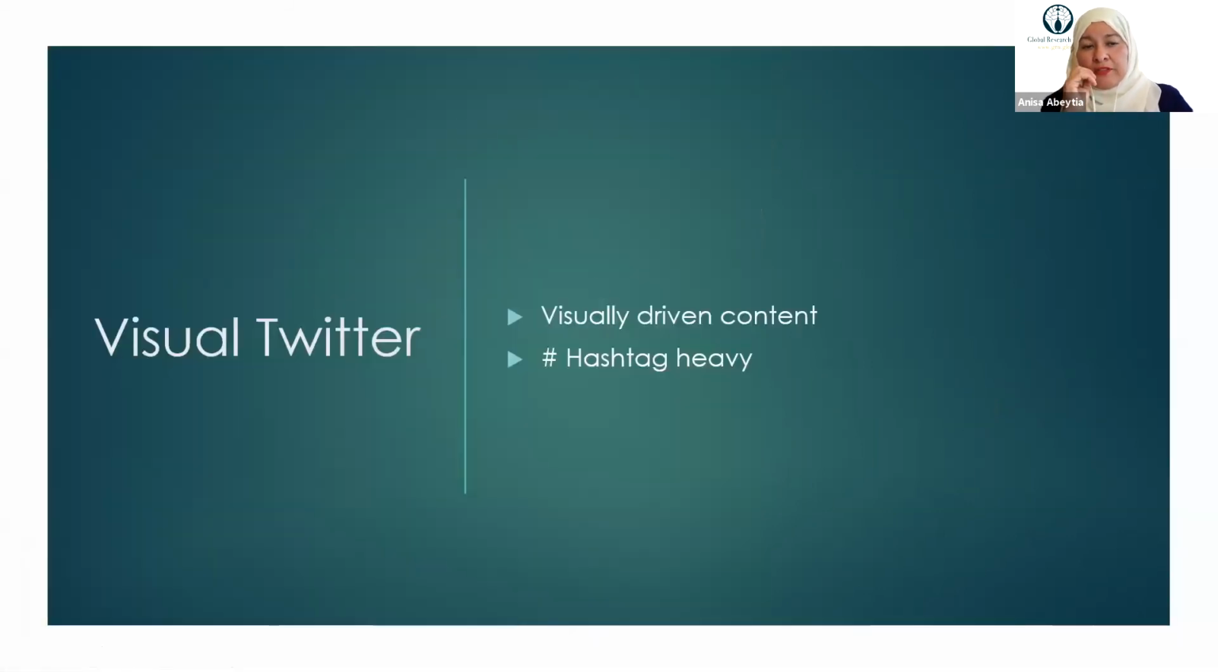So what are the key elements for Instagram? It's essentially like a visual Twitter, very short bursts. But instead of using language, it uses pictures. It uses videos. Originally, Instagram was created for photographers and for videographers as a way to share their content. So it's very heavily driven by visual content and hashtag heavy.